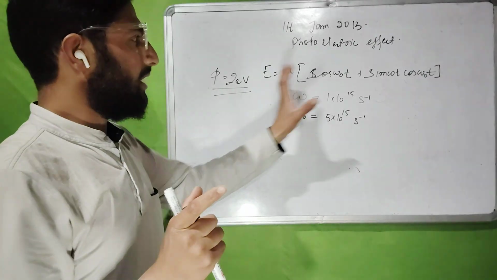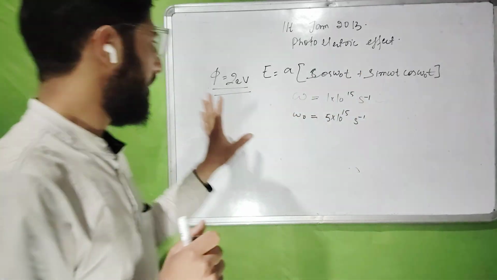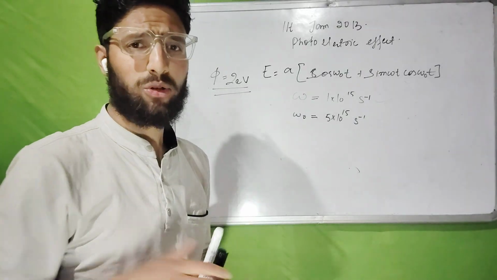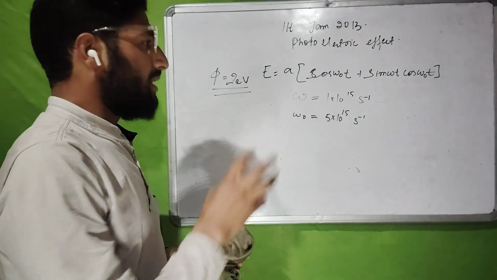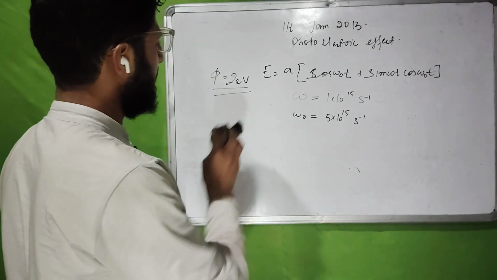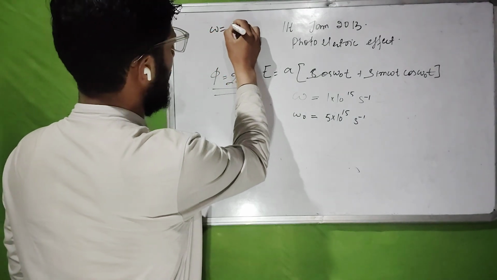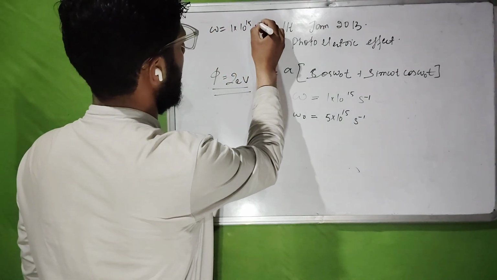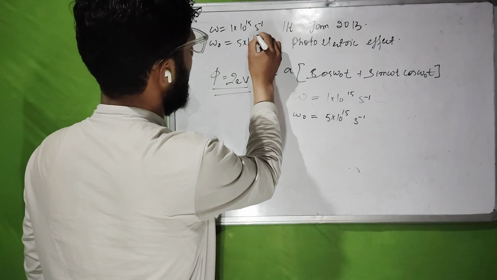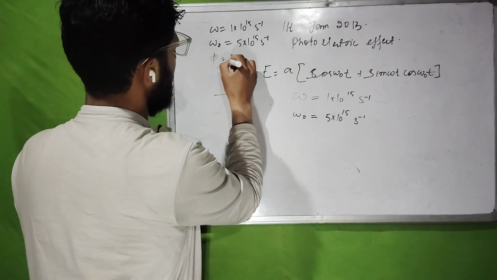If you see, here we have given an equation, two different angular frequencies, and the work function of the material, and we have to find the maximum kinetic energy of the photoelectron. See what is the procedure of solving this problem now. So we'll write these things here. Our omega is 1 into 10 to the power 15 per second. Omega naught is equal to 5 into 10 to the power 15 per second. And our work function is 2 electron volt.